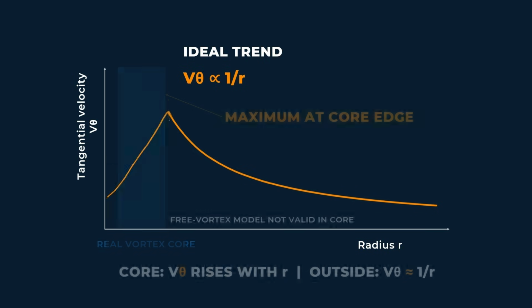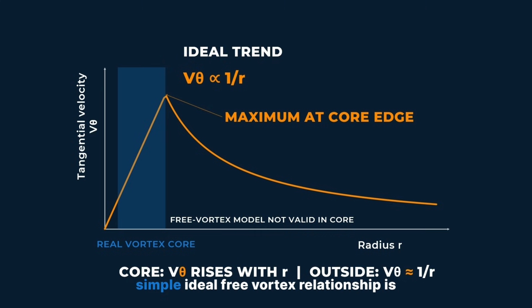Real vortex core. Very close to the vortex center, the simple ideal free vortex relationship is no longer sufficient. Viscosity becomes important, and a real vortex develops a finite core. At the exact center, the tangential velocity is approximately zero. Moving outward through the core, the tangential velocity increases. It reaches a maximum near the edge of the core. And farther outside, the behavior approaches the free vortex trend. So use the ideal equation to understand the overall behavior, but do not imagine infinite velocity inside a real vortex. Back to the pump.